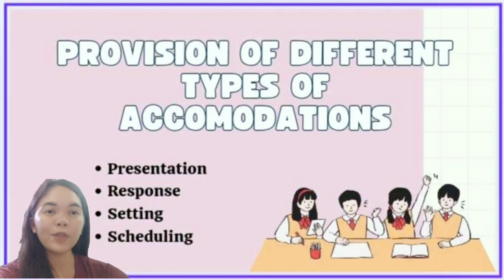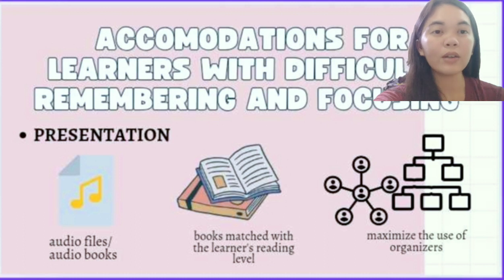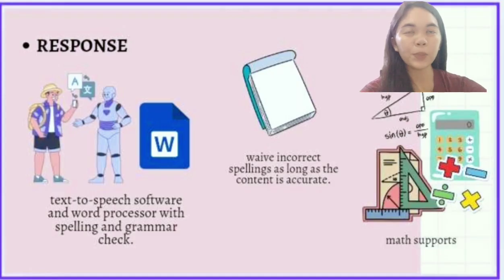So next, provision of different types of accommodation. So first, presentation. Presentations are a powerful way to communicate ideas, persuade audiences, and share knowledge effectively. So for example, audio files and audio books, books matched with the learner's reading level, and lastly, minimizing the use of organizers. So, second, responses are essential for communication, interaction, and adaptation in both personal and professional contexts.